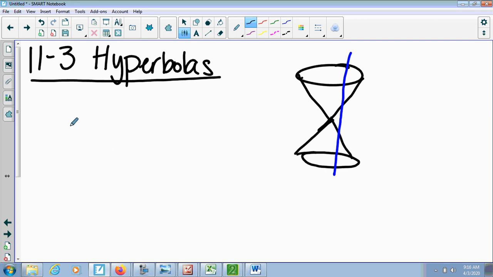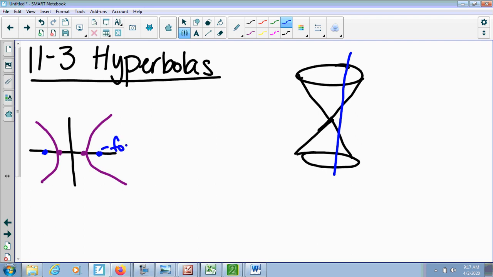Alright, so we'll start out with a hyperbola that is going side to side. We have two curves, and it's going to look like this. And the foci for your hyperbola are inside of your curves. So these are our foci, and this is the hyperbola. I call them side to side, but these are the horizontal hyperbolas. So we have both of those parts.